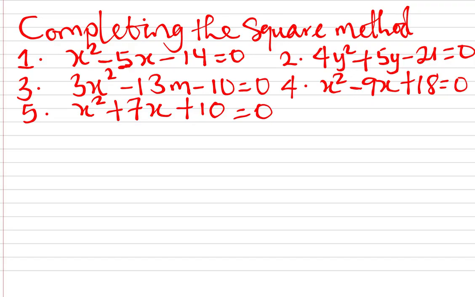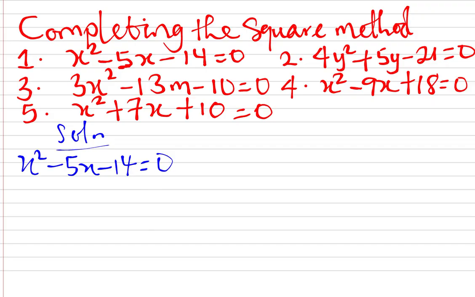All right, so let's see number one. So solution. So to our solution, we have the first one, which is x squared minus 5x minus 14 equals to what? 0. Equals to 0.